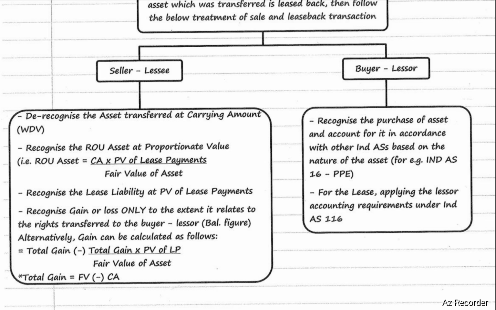Alternatively, gain can be calculated as total gain minus total gain into present value of lease payments divided by fair value of the asset. How to calculate total gain? Fair value less carrying amount gives total gain. In case of buyer lessor, recognize the purchase of an asset and account for it in accordance with other Ind AS based on the nature of the asset. For example, in case of PPE, Ind AS 16 is used. For the lease, apply the lessor accounting requirements under Ind AS 116. In case of lease, Ind AS 116 is applicable.